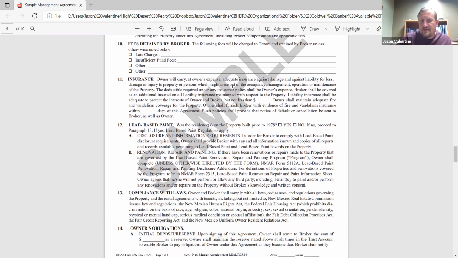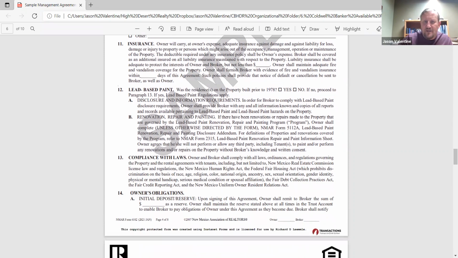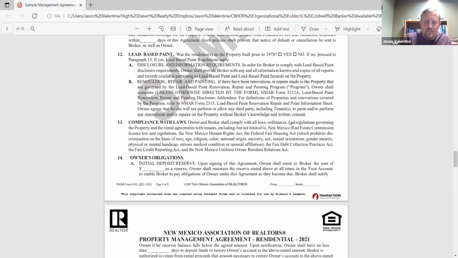Insurance, we do ask the owners to carry insurance and liability insurance on the property as required by the state of New Mexico. That way, if there is ever somebody who's injured on the property, you're properly protected. Lead-based paint, just so you know, if the house is built before 1978, we need to get a lead-based paint addendum from you, just indicating if you have any knowledge of whether lead paint exists in the house or not. Compliance with laws, I want to let you guys know, even if you ask us to, we can't violate the law.